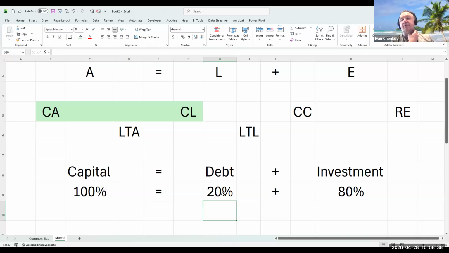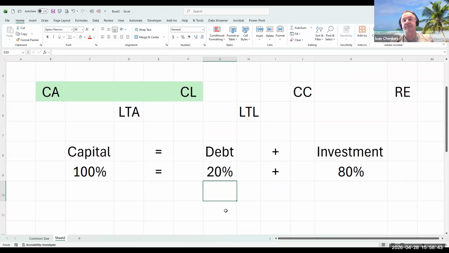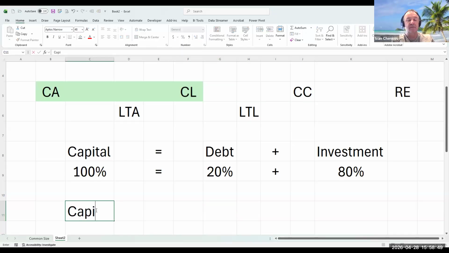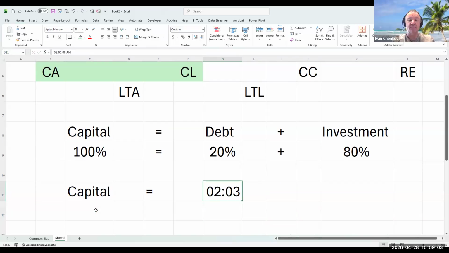Now we're coming to the point. What's your debt to equity structure? Some people may say, okay, my capital structure is 2 to 3. Oops, that's not what I'm looking for. Let's say 2 to 3. That's my capital structure, 2 to 3.